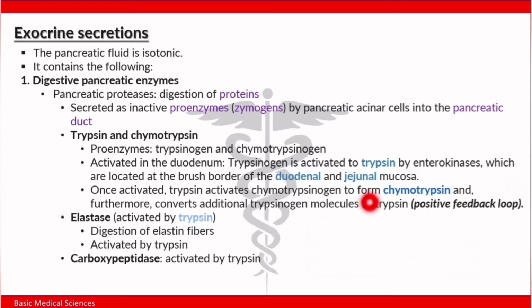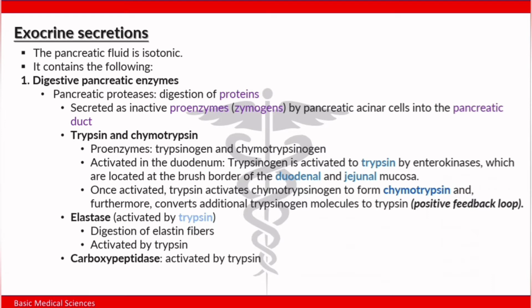So the proenzymes for trypsin and chymotrypsin are trypsinogen and chymotrypsinogen respectively, and they are activated in the duodenum, right? And I said trypsinogen is activated into trypsin by what? By a brush border enzyme called enterokinase, right? So the enterokinase is on the mucosa of the duodenum and jejunum, which will convert trypsinogen into trypsin. Then trypsin will activate other enzymes, like chymotrypsinogen to form chymotrypsin, and furthermore convert additional trypsinogen molecules into trypsin. So this is known as a positive feedback loop.